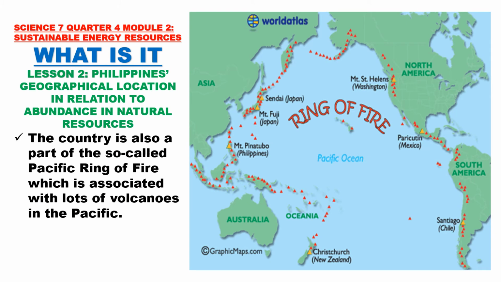The country is also part of the so-called Pacific Ring of Fire, which is associated with lots of volcanoes in the Pacific. The Ring of Fire, also referred to as the Circum-Pacific Belt, is a path along the Pacific Ocean characterized by active volcanoes and frequent earthquakes. The majority of Earth's volcanoes and earthquakes take place along the Ring of Fire.